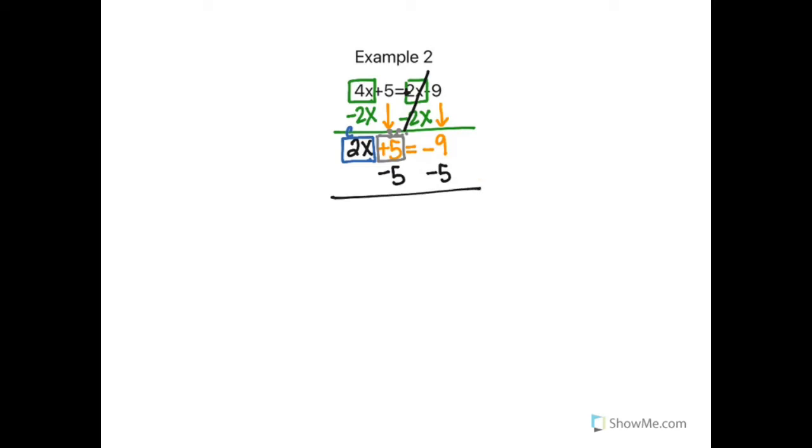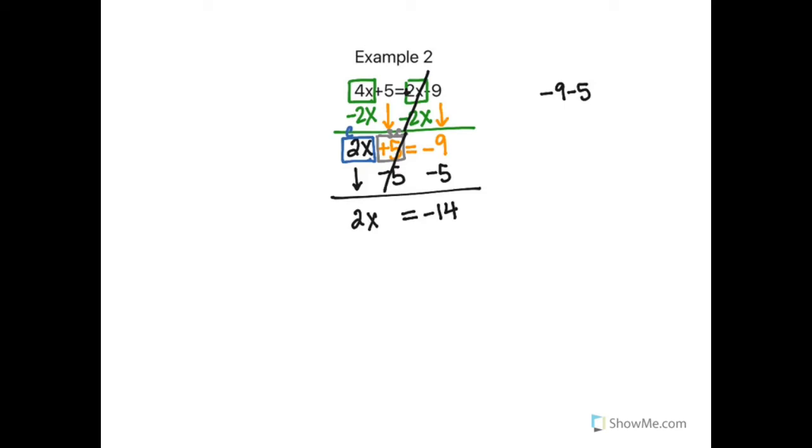And so now I'm left with, again, I'm going to bring down this 2x. Positive 5 minus 5 cancel each other out. I bring down my equal sign. And on the side, I'm doing negative 5 minus 5. No extra minuses, no extra pluses. I'm putting exactly what I see on the paper. And that's going to give me negative 14.